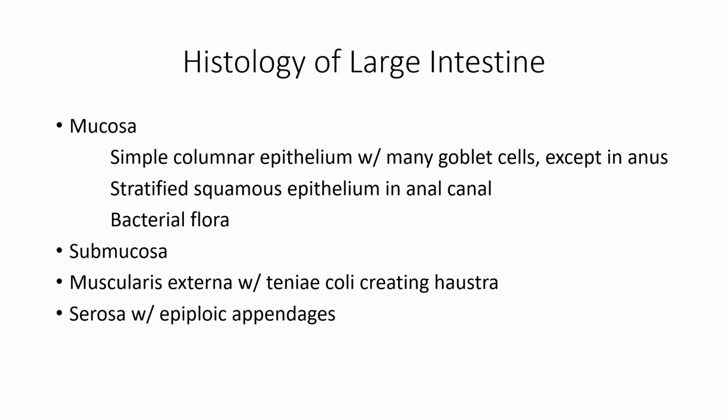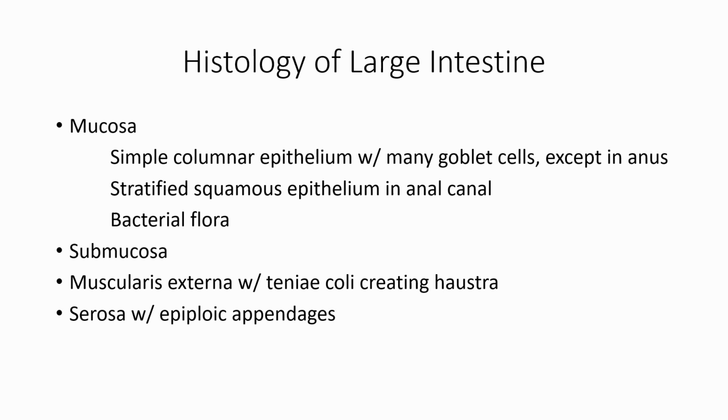If we look at the histology of the large intestine, we have the mucosa, which has simple columnar epithelium. We have goblet cells, right, making things like mucus and whatnot, except when we get down to the anus. We have stratified squamous epithelium as we get towards the anal canal. And then throughout inside this mucosa, we have lots of bacteria, like a lot. Most of which are harmless or actually helpful. So they either do nothing for you or they do actually good things for you, like providing you with vitamins.